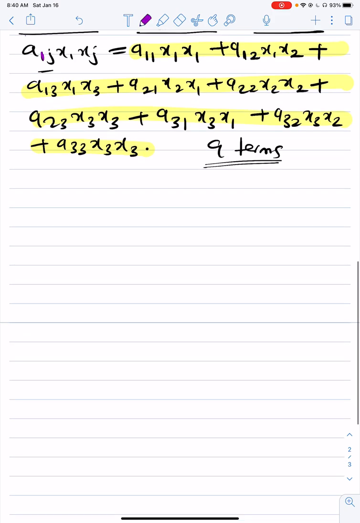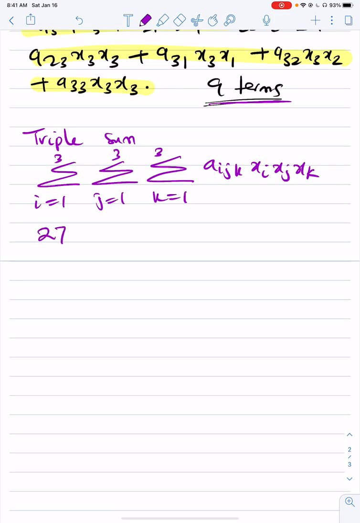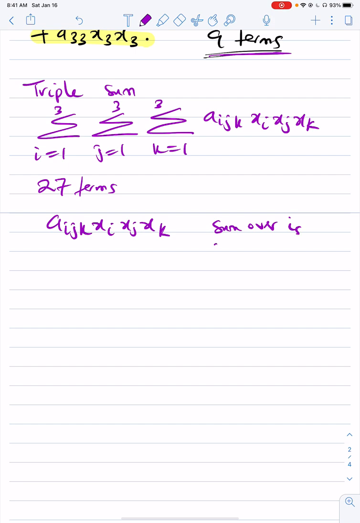Similarly, we can have a triple sum. The basic expression is a_ijk x_i x_j x_k, usually limited to 3, from i=1, j=1, k=1 to 3. If we got 9 terms, a triple sum is guaranteed to give you 27 terms. How you start is i, j, k, x_i x_j x_k. You sum over the i's, then the j's next, then you sum over the k's.